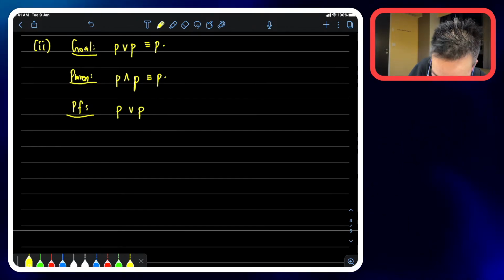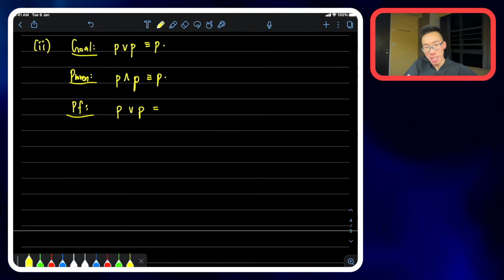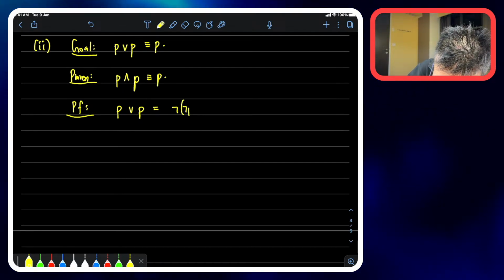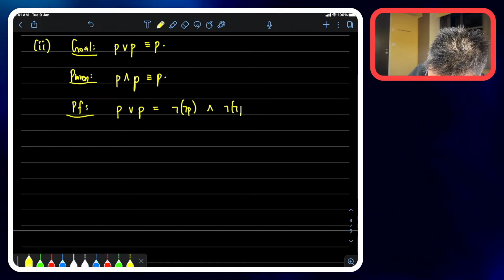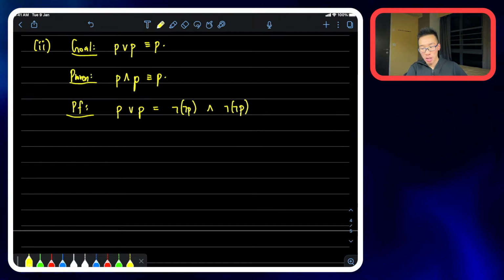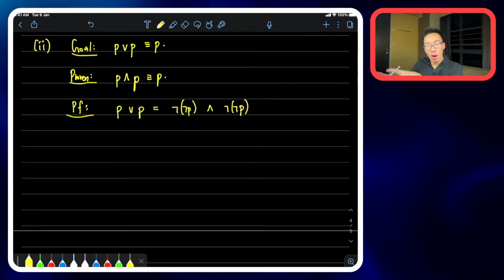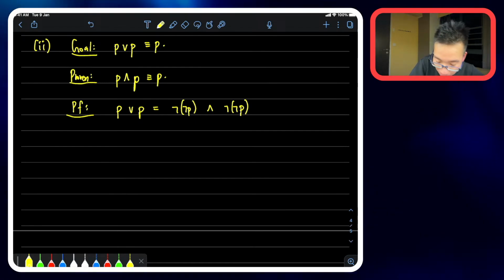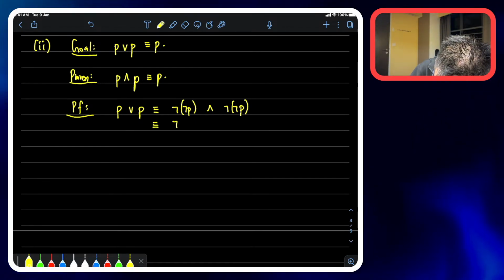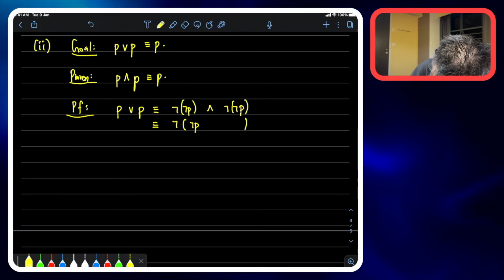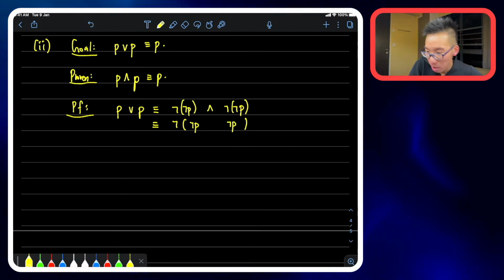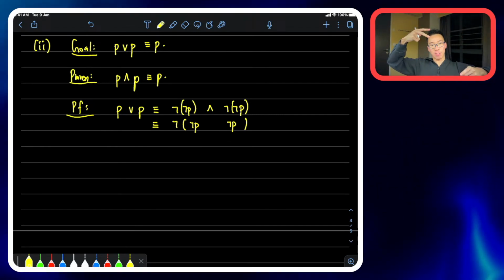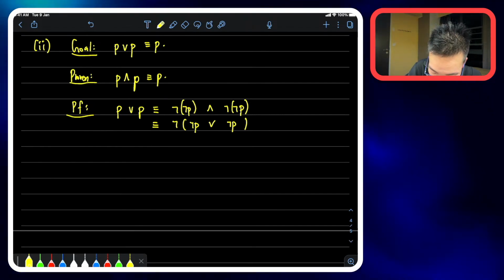We're going to write P or P. We're going to replace each of the P's with a double negation. So that will be negation of negation of P, and negation of negation of P. In a sense, we can reverse the De Morgan's law and in that sense factorize the negation symbol. But when we factorize the negation symbol, we have to flip the conjunction. So to get a disjunction.